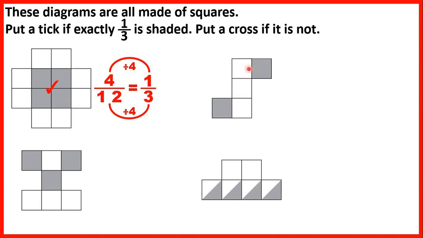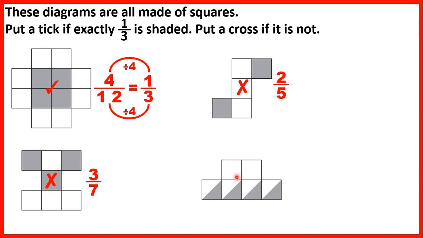So now let's look at this diagram here. We have 2 parts shaded and 5 parts altogether. But 2/5 does not simplify to 1/3, so for this diagram we cannot say that 1/3 is shaded. Now here we have 3 parts shaded and 7 parts altogether. But again, just like with 2/5, we can't simplify 3/7, so we know that it's not equivalent to 1/3.